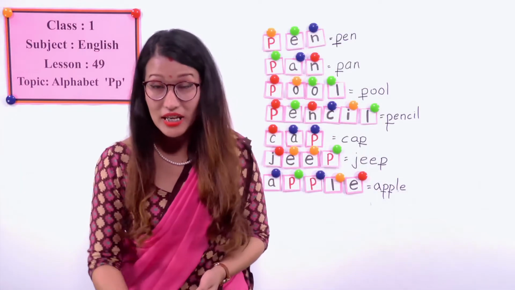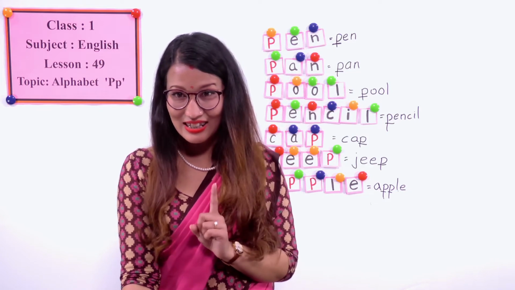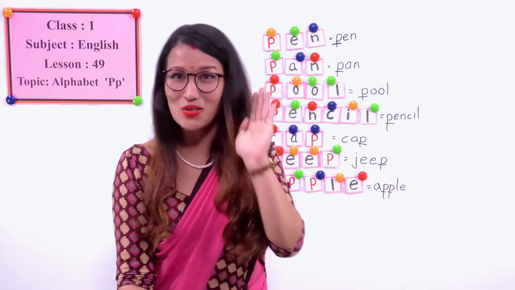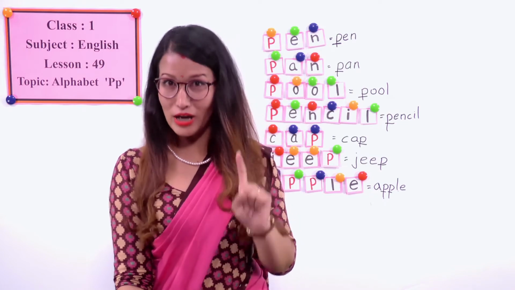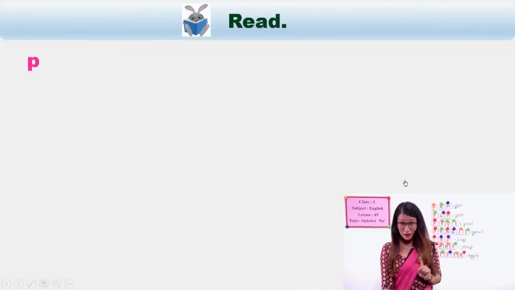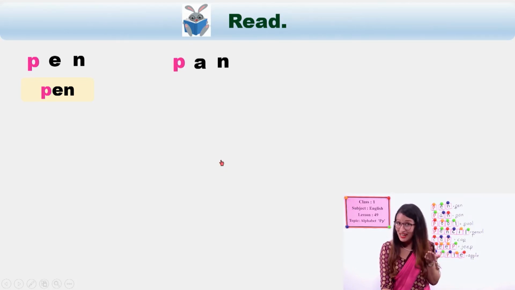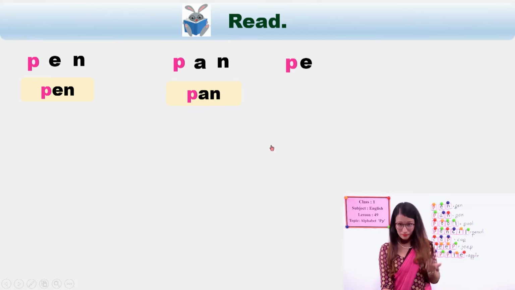Now, let us see what is here. I think you need to practice. Here you go. I will show the letters. Ready? 1, 2, 3. Good. Excellent. P, A, N, pen. Good. Now one another word, okay? Good. Pan. P, pan. Good. Pencil. Excellent.